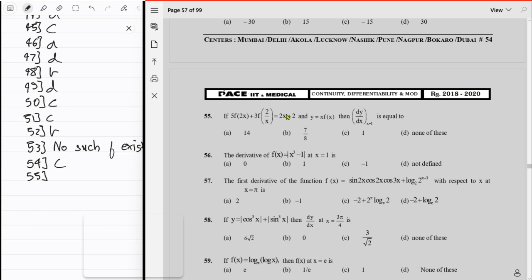All right, 5 f of 2x. Okay, this is weird. This happens. So you want dy upon dx at x equal to 1. Hmm.